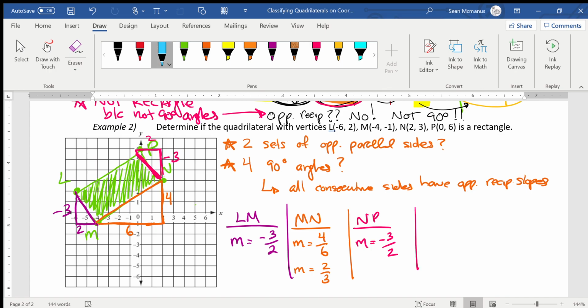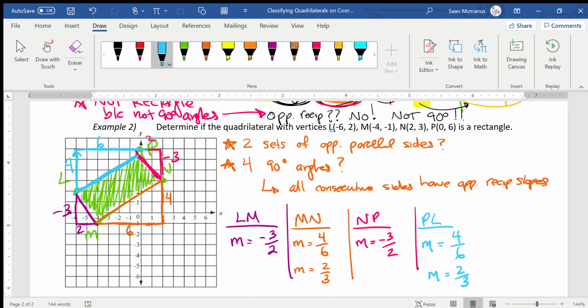And my last side, I'll do that in blue. Draw in my triangle, going from left to right, it's going to go up 1, 2, 3, 4, and to the right 1, 2, 3, 4, 5, 6. Right is a positive direction, up is a positive direction. So for PL, my slope was 4/6. Again, I can reduce that fraction to 2/3.